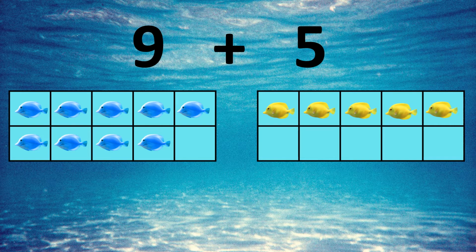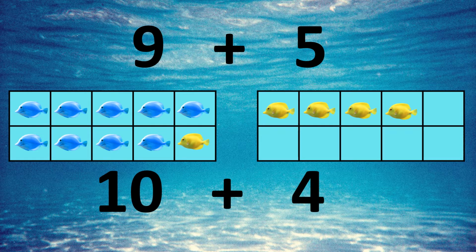This model shows 9 blue fish plus 5 yellow fish. I want to fill the blue fish frame. In order to do that, I need to move 1 yellow fish over. If I do that, I'll then have a full 10 frame and some more in the other frame. How many fish will I have left in the yellow frame?